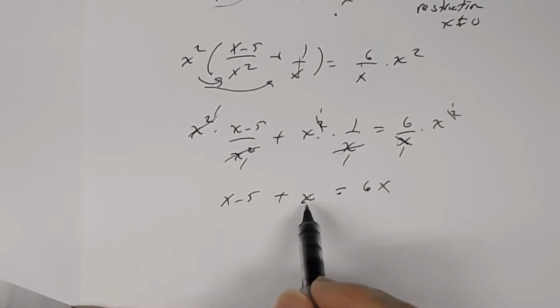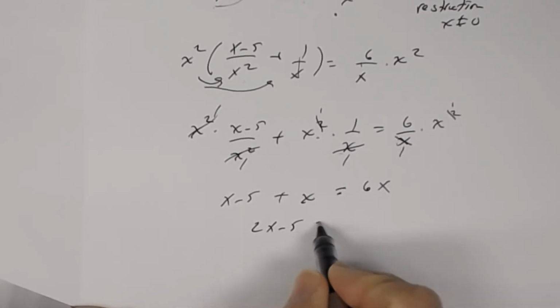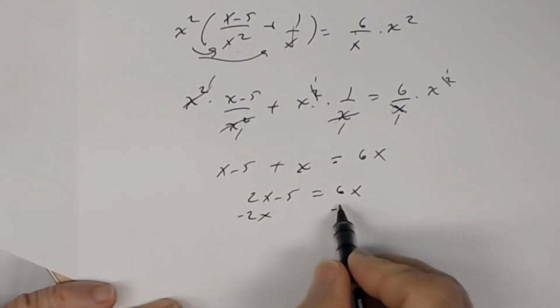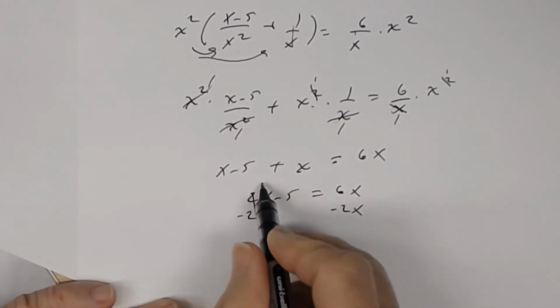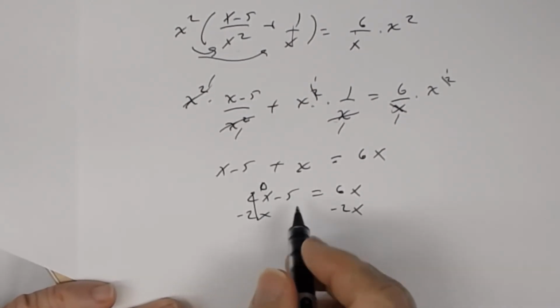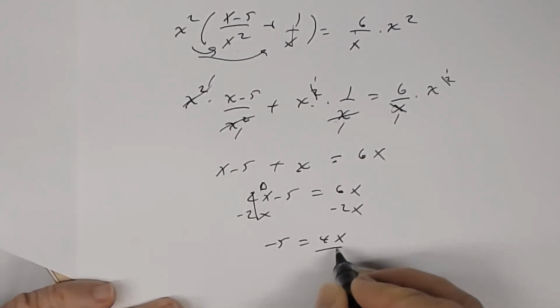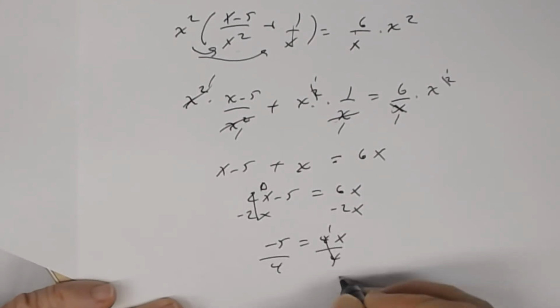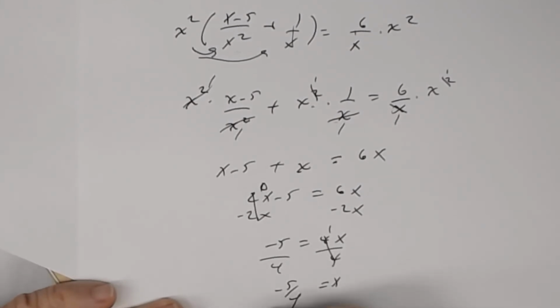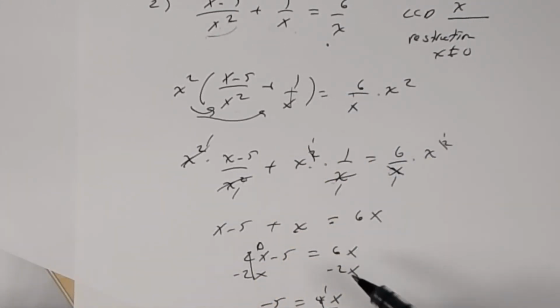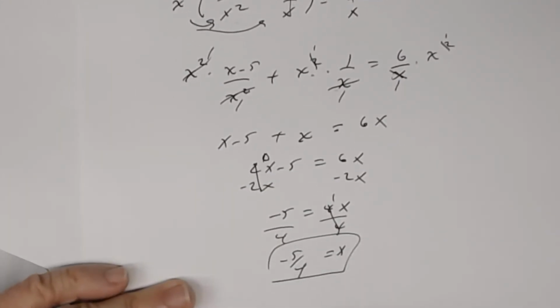Combining like terms, x plus x is 2x, minus 5 equals 6x. Now, somebody go ahead and subtract 2x from both sides. And so when I do that, I have 0 and a negative 5 is a negative 5 equal 4x. Divide both sides by 4, I get x to be negative 5/4. And notice that it's not the restriction. So assuming I did all this work correct, this is the solution.